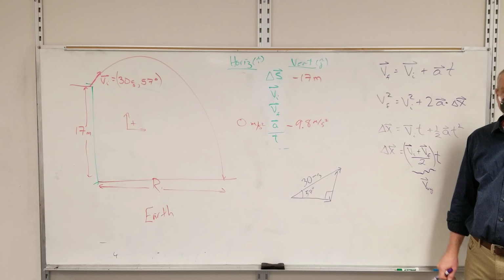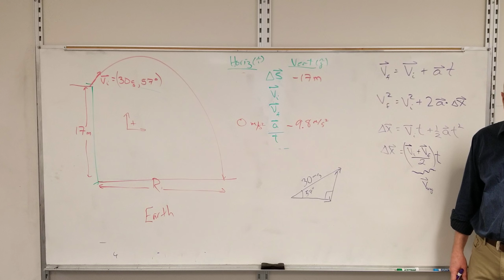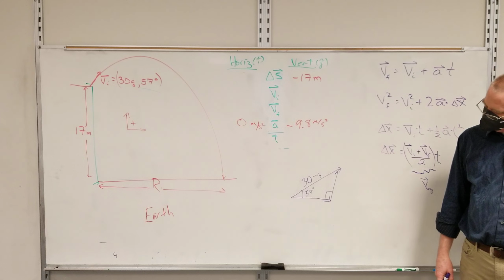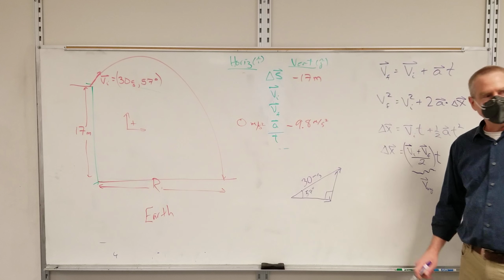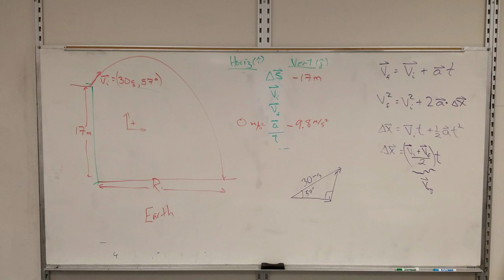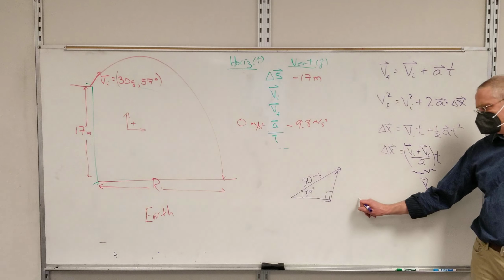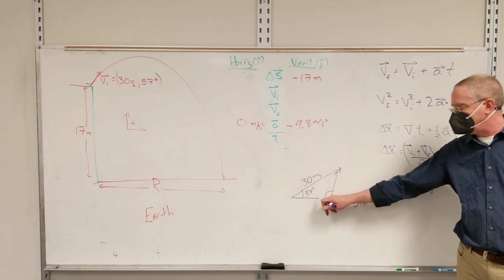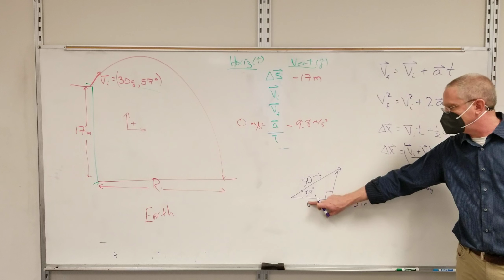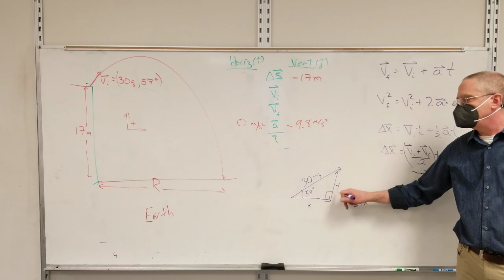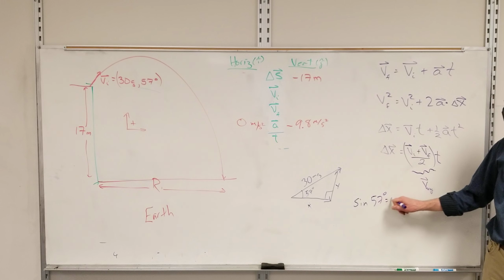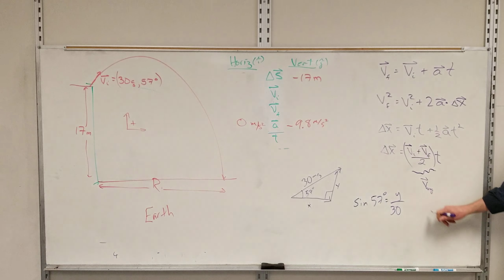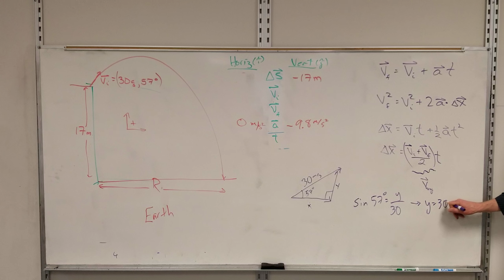Which trig function is associated with the opposite side? Tangent. All right, tangent's got opposite in it. What else does? Sine. Since we have the hypotenuse, sine probably makes a little bit more sense. The sine, label this cleverly, how about X and Y. So sine of 57 degrees is the opposite over the hypotenuse, or y is equal to the hypotenuse times the sine of 57 degrees.